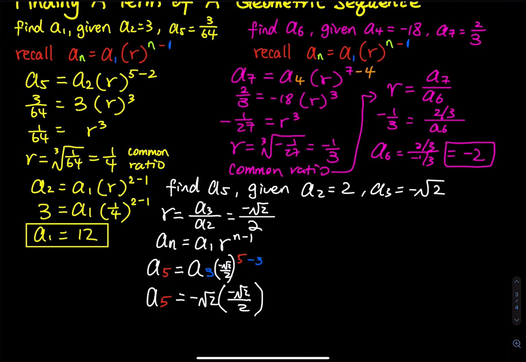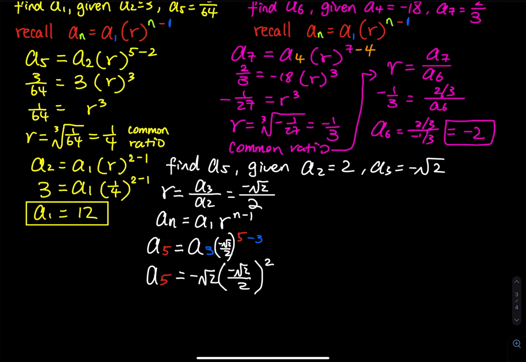What is 5 minus 3 equal to? 5 minus 3 is equal to 2. And then we have a5 equals -√2 times -√2. So you get a positive 2. Oh no, there is a square, huh? There is a square. So you have a -√2, this is going to be a 4, and then this is going to be a 2. And then what do you get? The 2 and the 4 becomes 1/2. So a5 is equal to -√2 over 2. So that is your a5.